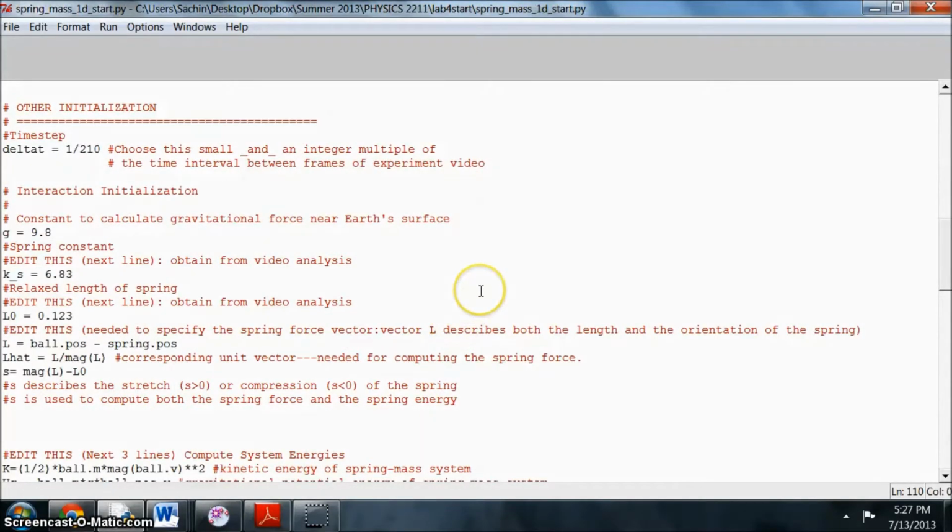In this portion of the code, we set the gravitational constant as we know it to be 9.8 meters per second squared. We calculated the stiffness of the spring to be 6.83 and the relaxed length of the spring to be 0.123. Right here, Python measures the length at every position, which it does by subtracting the position of the spring from the position of the ball. L hat gives you direction, which is a unit vector. And s is the stretch or the compression of the spring. If s is greater than 0, you know that the spring is being stretched, and if it's less than 0, then you know the spring is being compressed.